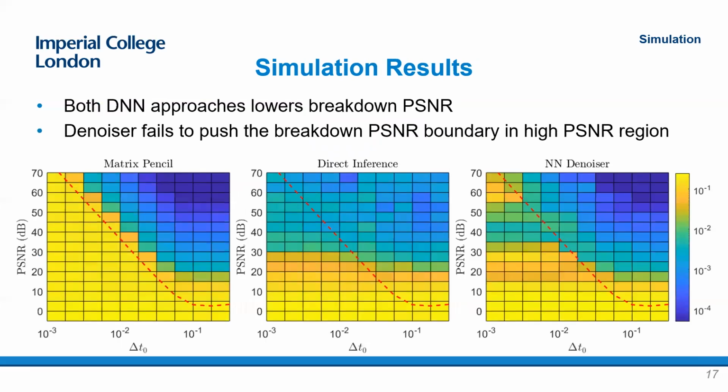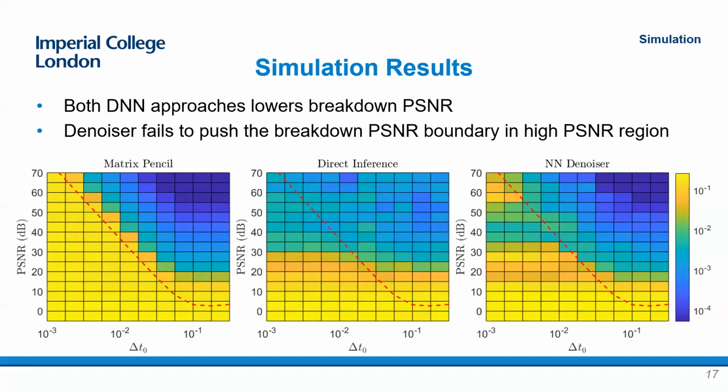Here shows the results of our proposed method compared to the classical matrix pencil method. The red dotted line refers to the breakdown PSNR using subspace-based methods. That is the necessary condition for the subspace swap event to occur. Yellow indicates a high standard deviation, while blue indicates a low standard deviation. In other words, the bluer the region is, the higher the reconstruction performance it achieves.